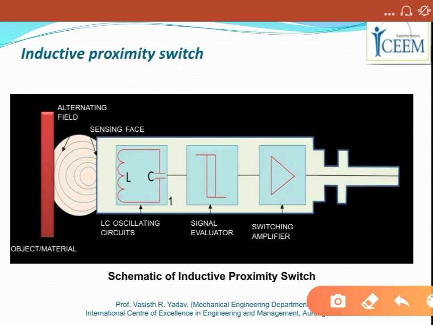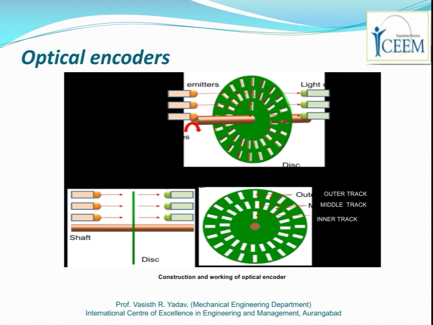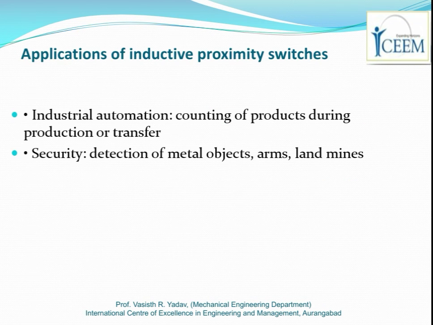And this change in alternating current is continuously monitored by a circuit which triggers a switch when a preset value of inductance change occurs, right? So we can say that an inductive proximity sensor acts very similar to an eddy current sensor.